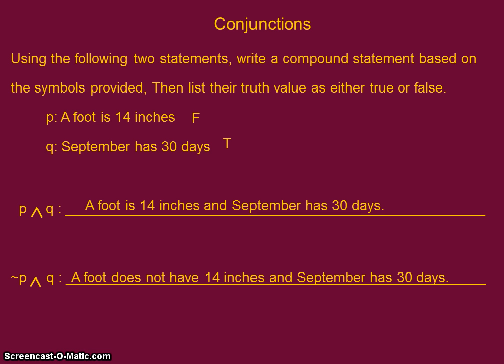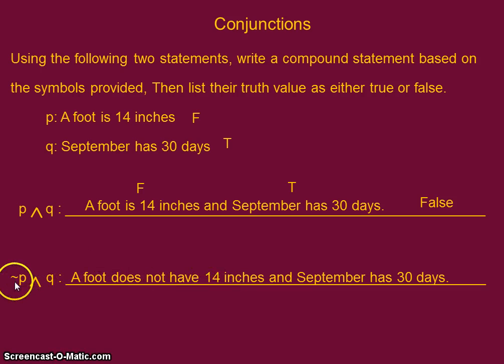The first one is P and Q. So we would write a foot is 14 inches and September has 30 days. We know a foot is 14 inches is false. September has 30 days is true. Since this says and, they both have to be true, and since they're not, the conjunction is false. Let's look at the second one.